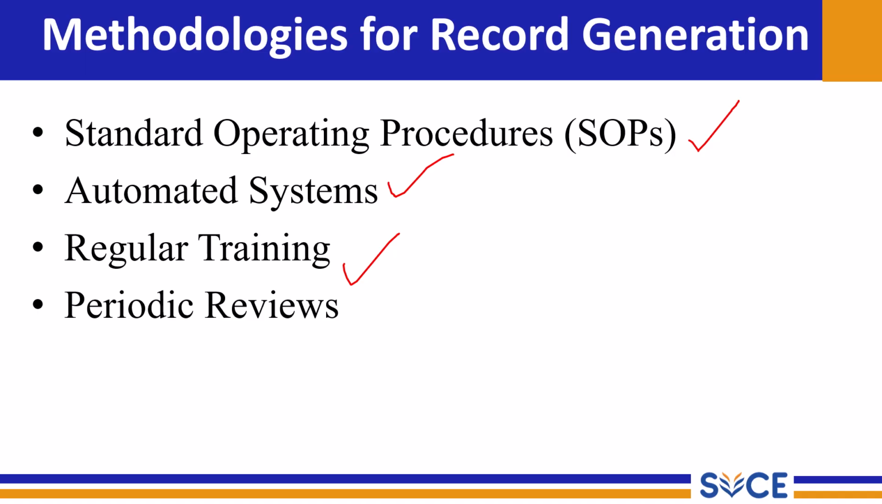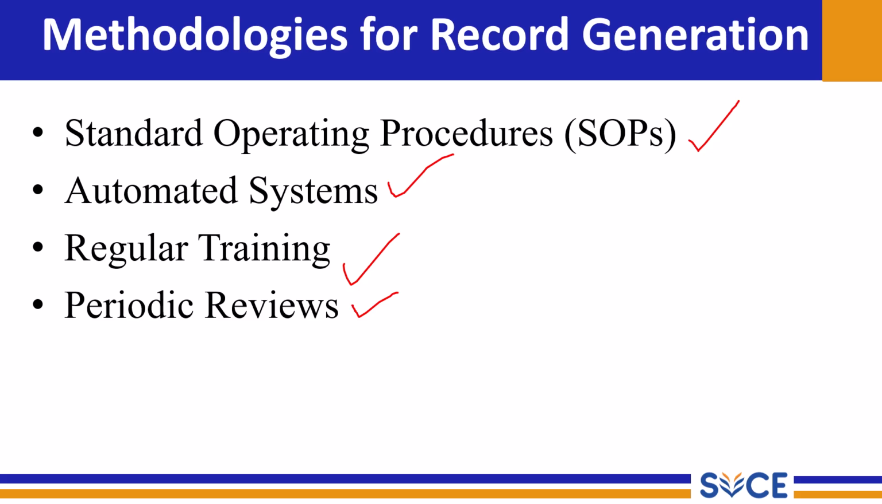And periodic review. So what about periodic reviews then? Conducting periodic review of generated records helps to identify discrepancies and areas for improvement, and regular audit of the record generation can enhance accuracy. So that is why most probably all will be going for these kinds of record generation methodologies.